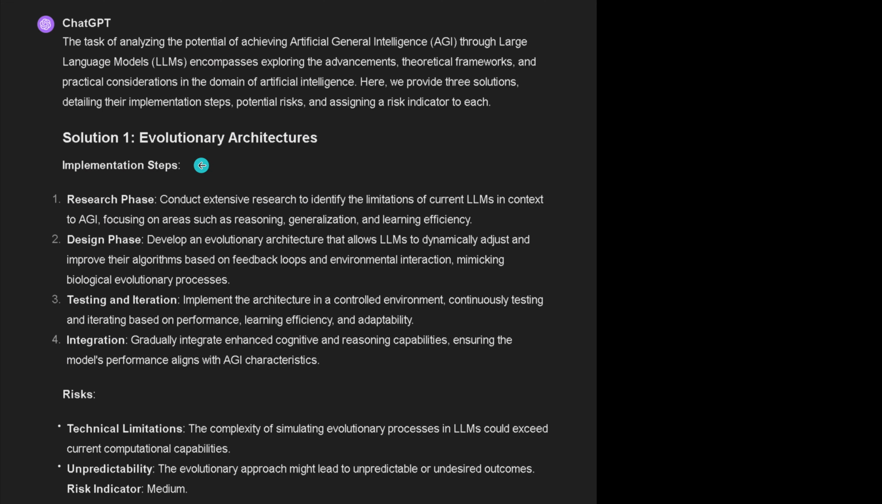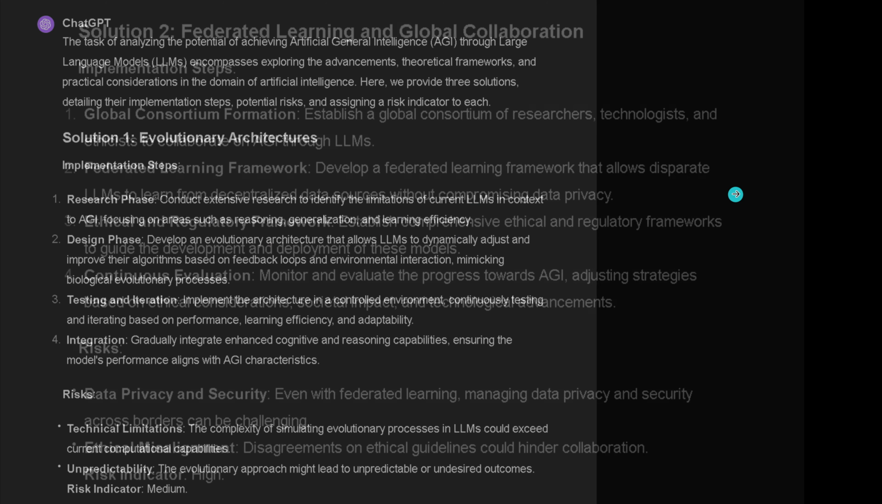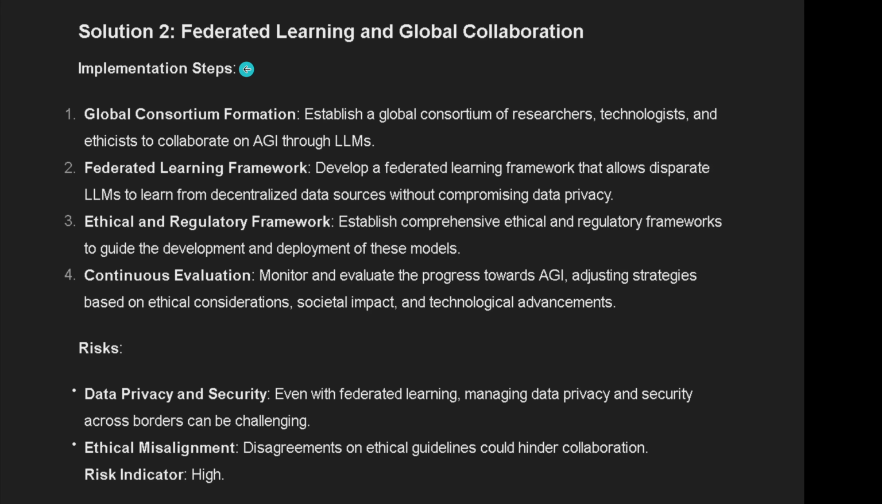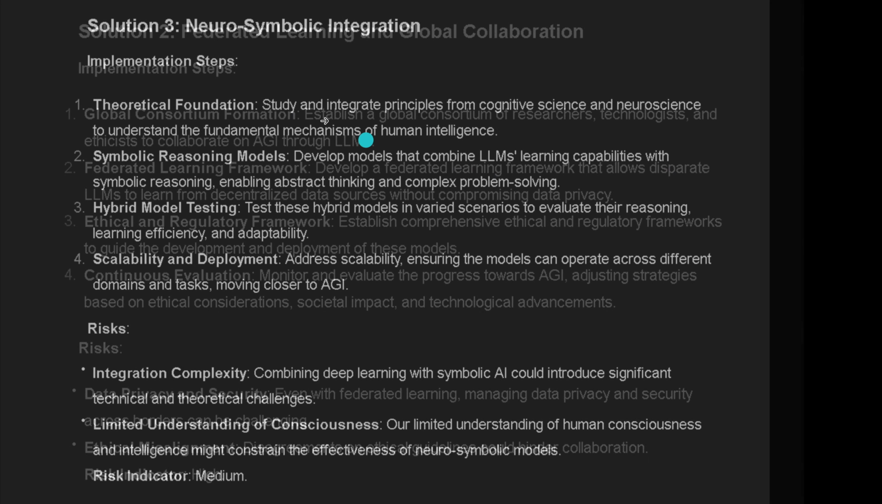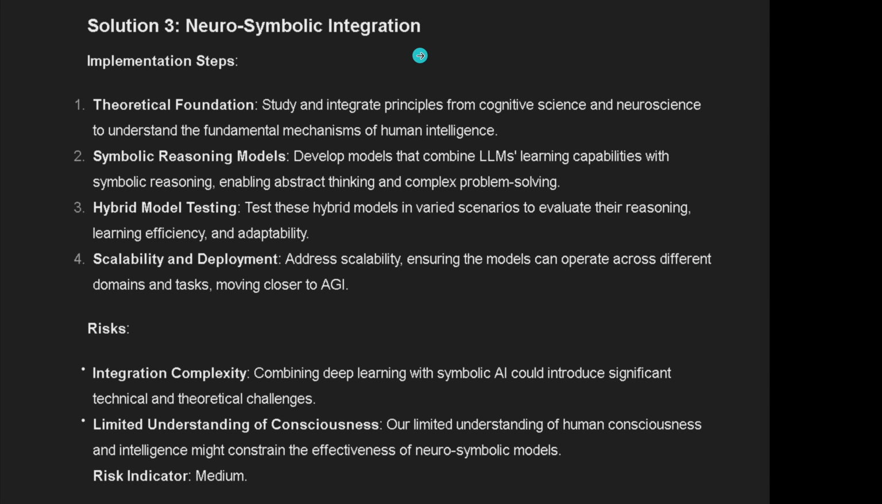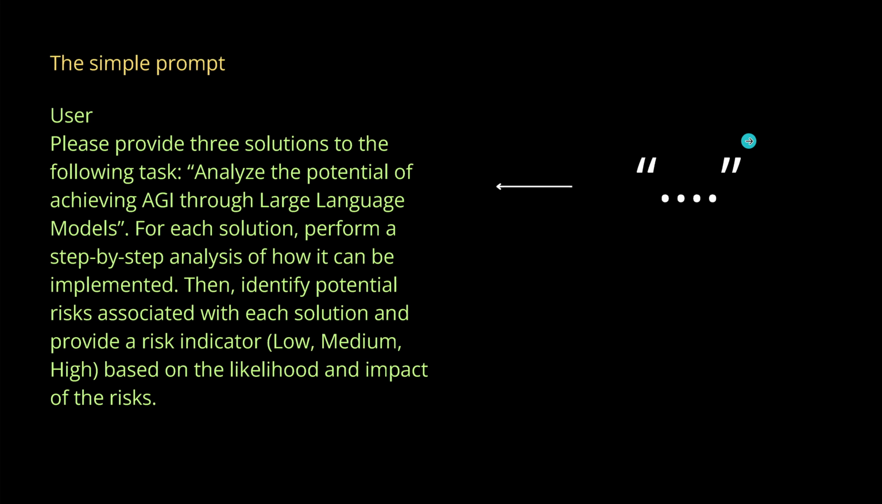Solution 1, evolutionary architecture. Identify limitations of current LLMs in context to AGI and develop an evolutionary architecture. Beautiful. Solution 2, federated learning. Yes, of course. Solution 3, symbolic integration. Have a look at this. So you develop models that combine LLM learning capabilities with symbolic reasoning, enabling abstract thinking and complex problem solving. Yes, of course.